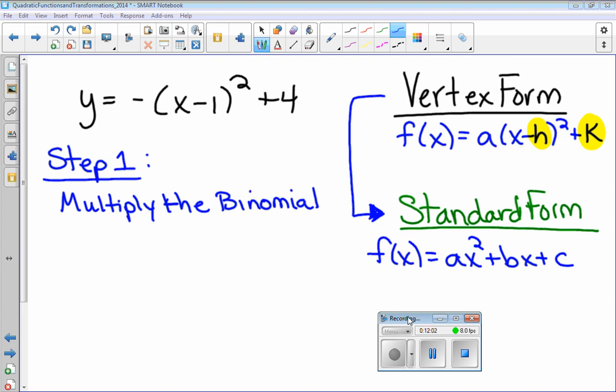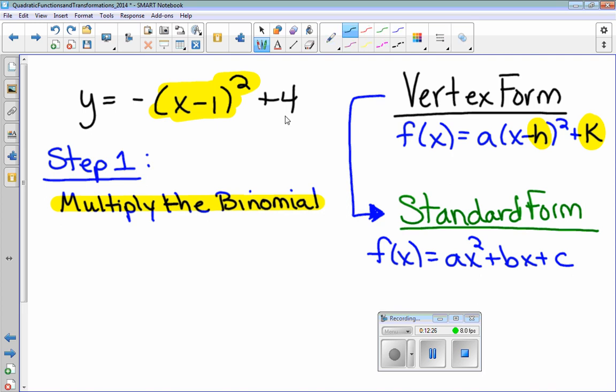Right here, and I'm going to highlight the steps so you can see what I'm talking about. Here is my binomial. Why is it binomial? How many pieces does it have inside the parentheses? 2. X minus 1. It's a binomial. We're going to eventually get it to look like a trinomial. It's going to have 3 pieces. Okay? How do I multiply x minus 1 squared?